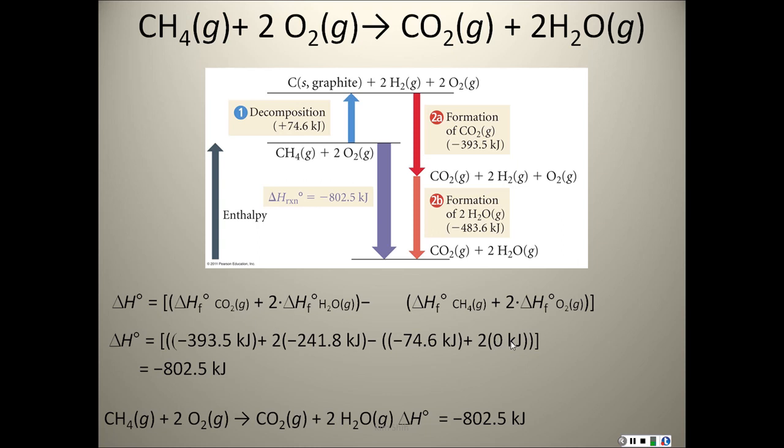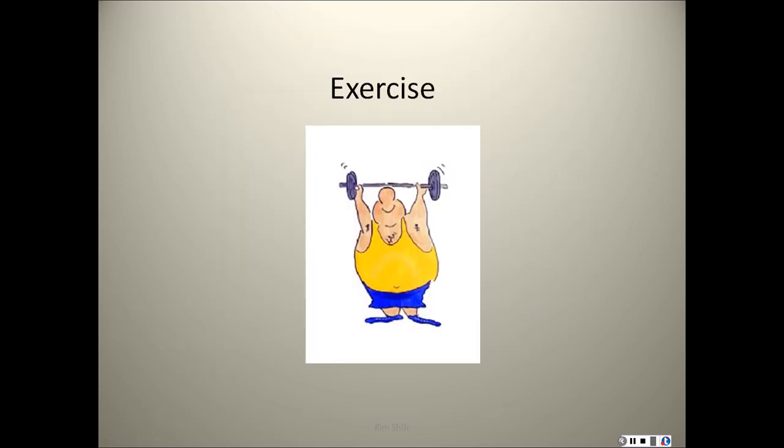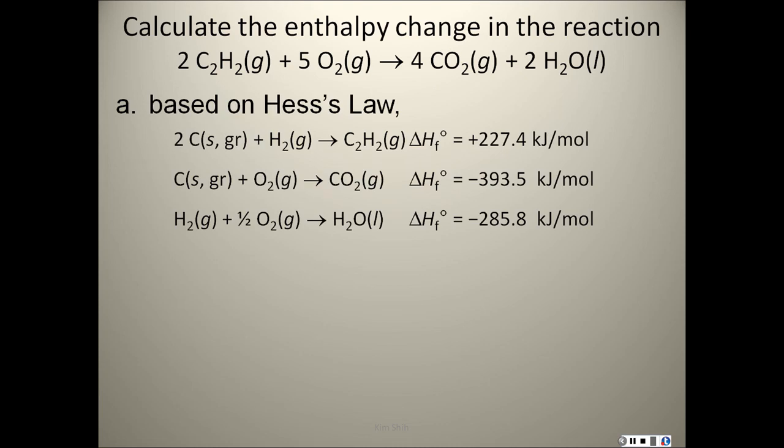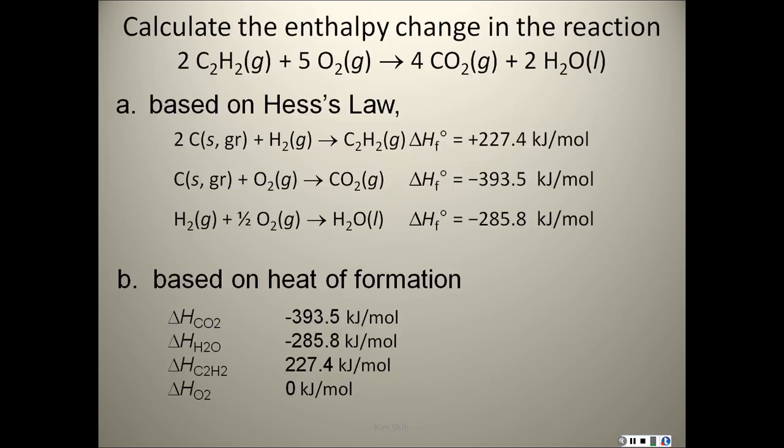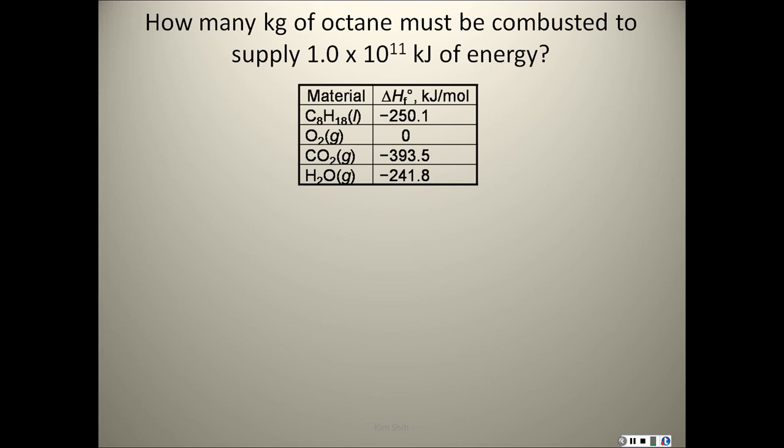2 times 0, because oxygen gas is in its elemental form, okay? Oxygen gas is in its elemental form. So 2 times 0 is 0. So it's just this minus this. It's 802.5 kilojoules. And this is for the first step, okay? We're gonna do several of these in class next week.